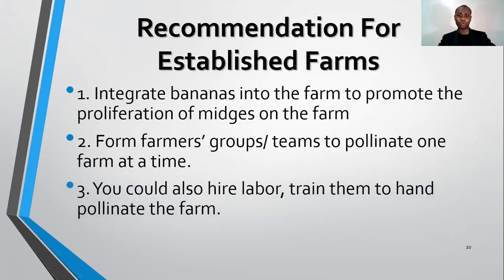Another thing you can do is hire labor and train them to hand pollinate the farm. If you have the resources, you can hire people and train them. Usually here in the Philippines, minimum wage is around 500 or something plus. But even in the rural areas, minimum wage is around just 300 pesos. So let's assume that you hire 10 people for 300 pesos each. That is like 3,000 or something, 3,000 to pollinate the whole farm.